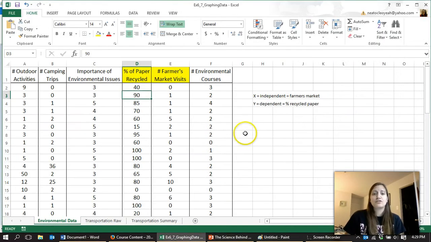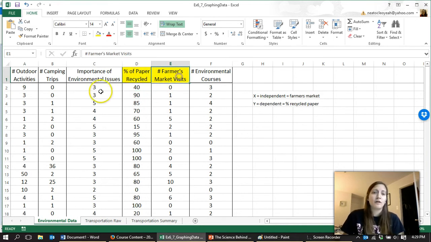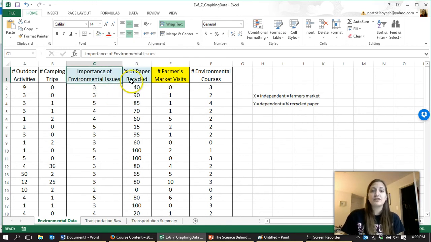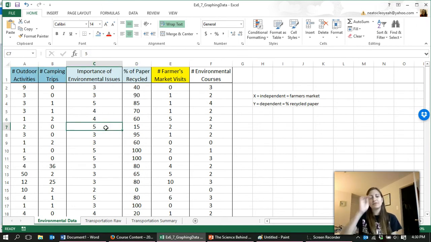So again, you're going to choose 3 different pairs. So you might do percent recycled, number of farmers markets. You might do, let's say, importance of environmental issues and percent recycled paper. You might want to do outdoor activities and camping trips. It's whatever 3 pairs interest you the most.